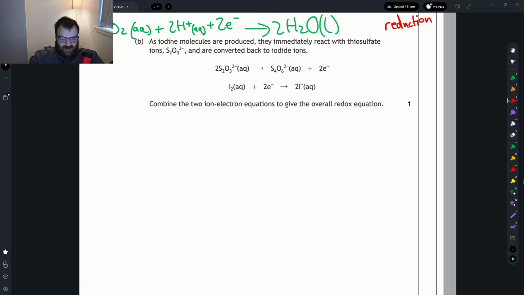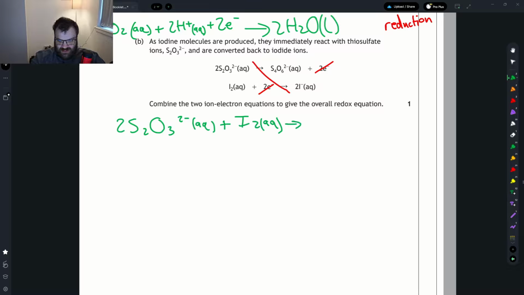Now, do a bit of checking here. What appears on left and right hand sides exactly the same? It's the electrons. So we just need to rewrite it with both of the left hand sides together. S2O3 2- (aq), add on I2 in solution, gives S4O6 2- (aq) and 2I- (aq). Gets the answer for that.